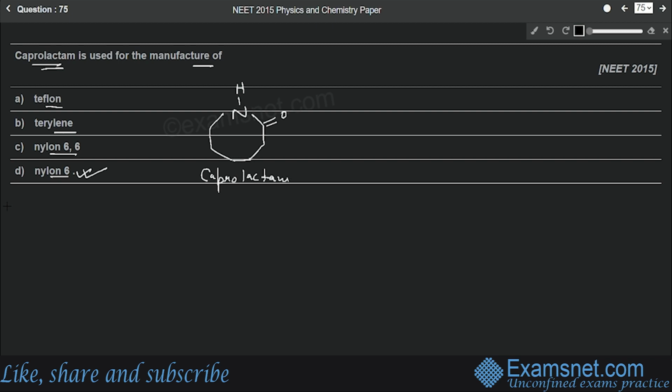Now when caprolactam is heated at 533 to 543 Kelvin, the product that is formed is nylon 6. It gets polymerized. Here we have carbon double bond oxygen, (CH2)5, then NH. So this polymer is formed. This is known as nylon 6. So option D, nylon 6, will be the correct answer.